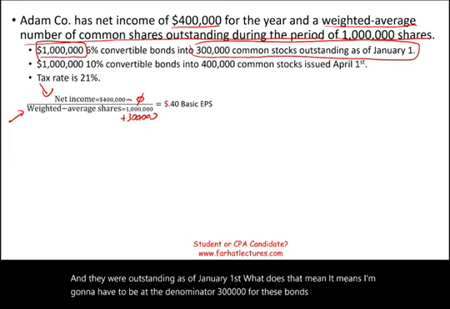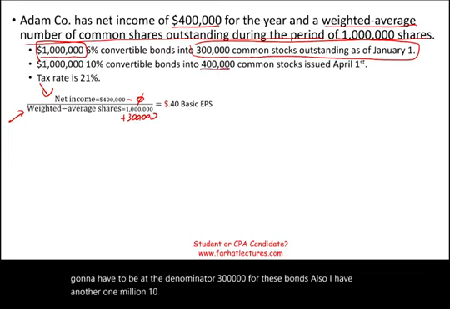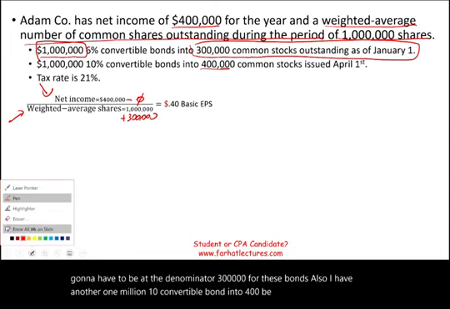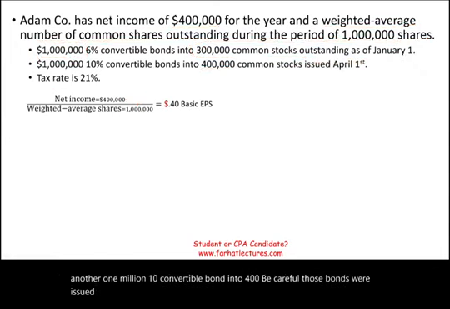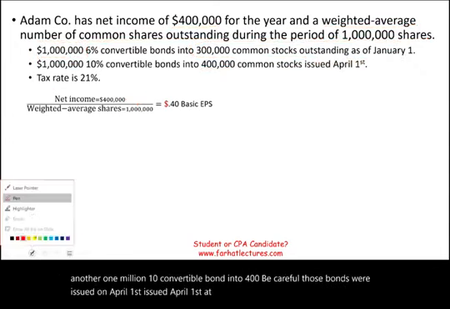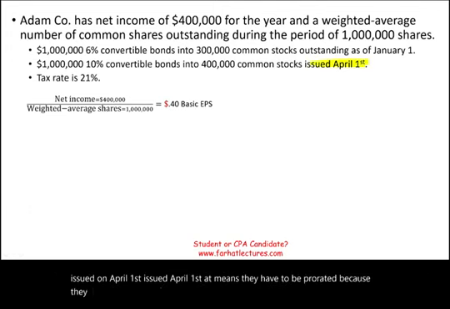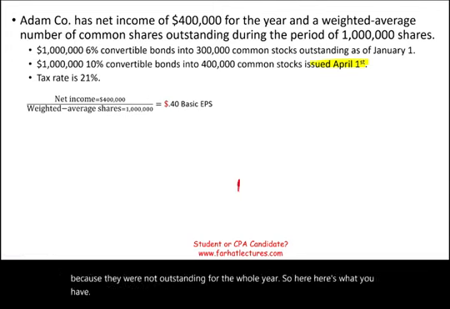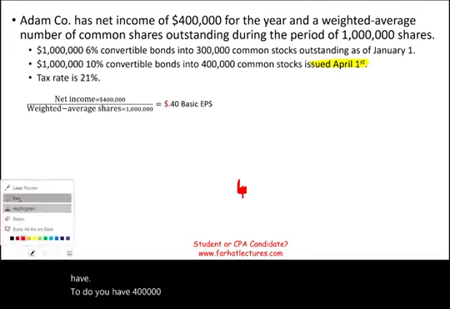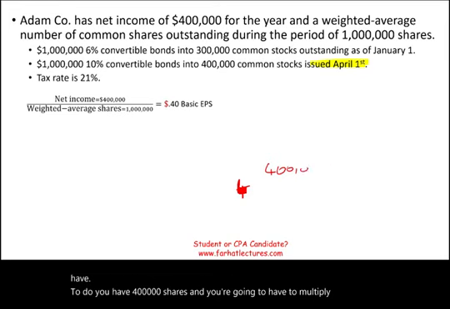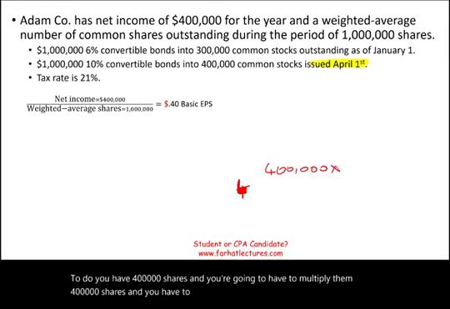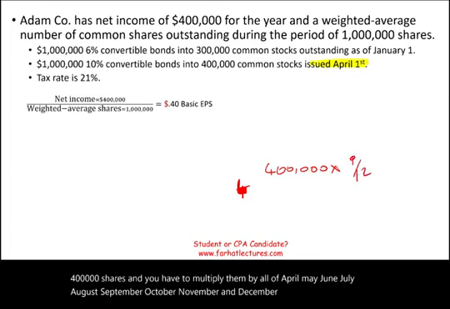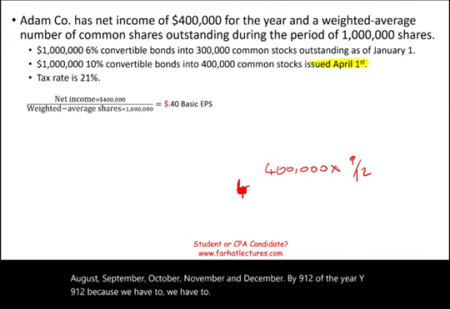Also, I have another $1 million 10% convertible bond into 400,000 shares. Be careful. Those bonds were issued on April 1st. Issued April 1st means they have to be prorated because they were not outstanding for the whole year. So you have 400,000 shares, and you have to multiply them by April, May, June, July, August, September, October, November, and December, which is 9/12 of the year. Why 9/12? Because we have to start counting as of April 1st.